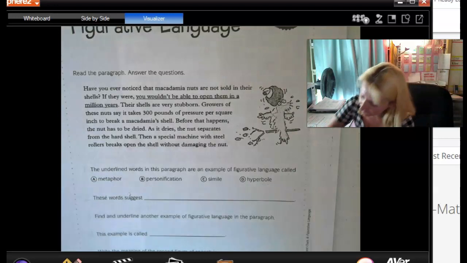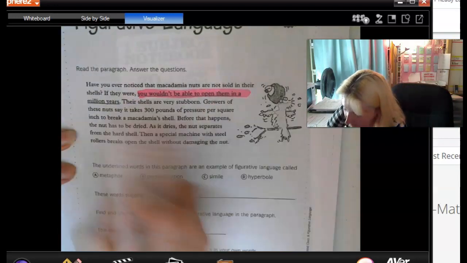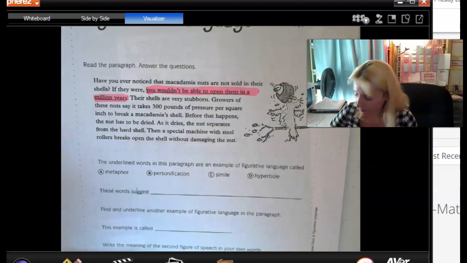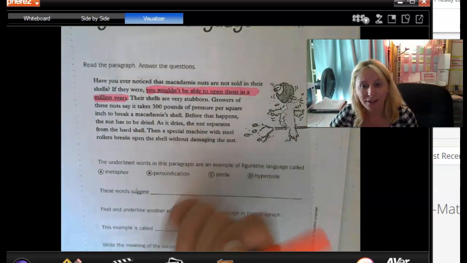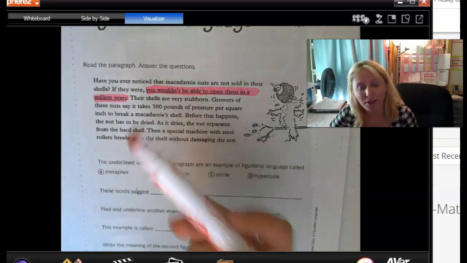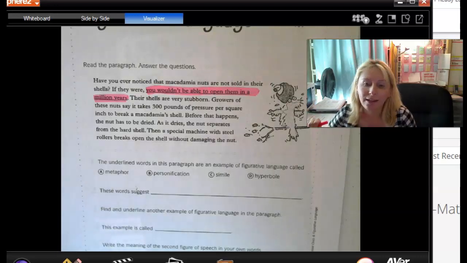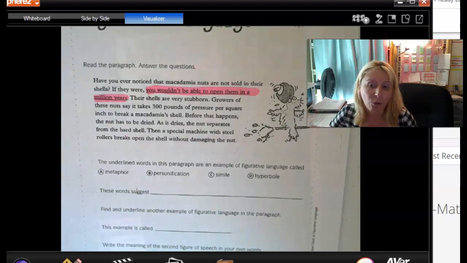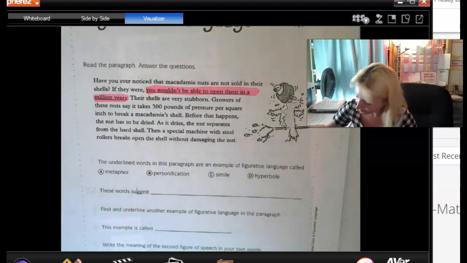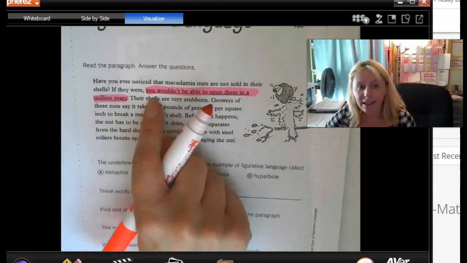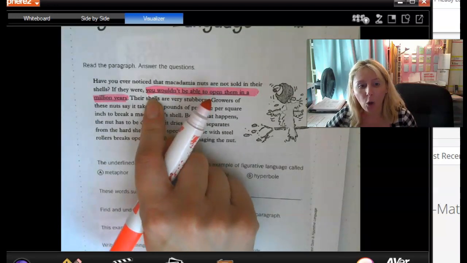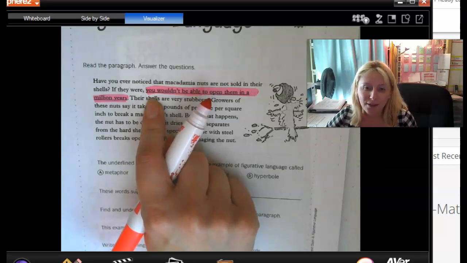All right. So the first one which they give us is you wouldn't be able to open them in a million years. That is definitely not possible, that you would sit around trying to open the shell for a million years. So is this a metaphor, comparing two unlike things without using like or as? Is it personification, giving human traits to something that's not human? Is it simile, where we compare two unlike things using like or as, or is it hyperbole, a really big exaggeration to make a point? What does the author mean when he says you wouldn't be able to open them in a million years? What is he saying about this macadamia nut?